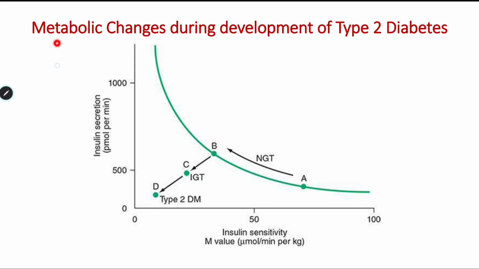Now we'll see metabolic changes during development of type 2 diabetes. If I have to plot insulin secretion on the y-axis and insulin sensitivity on the x-axis, initially the insulin sensitivity was 100%, but as type 2 diabetes develops, insulin resistance starts increasing and insulin sensitivity goes on decreasing, and as the insulin sensitivity goes on decreasing, the body increases its insulin secretion.